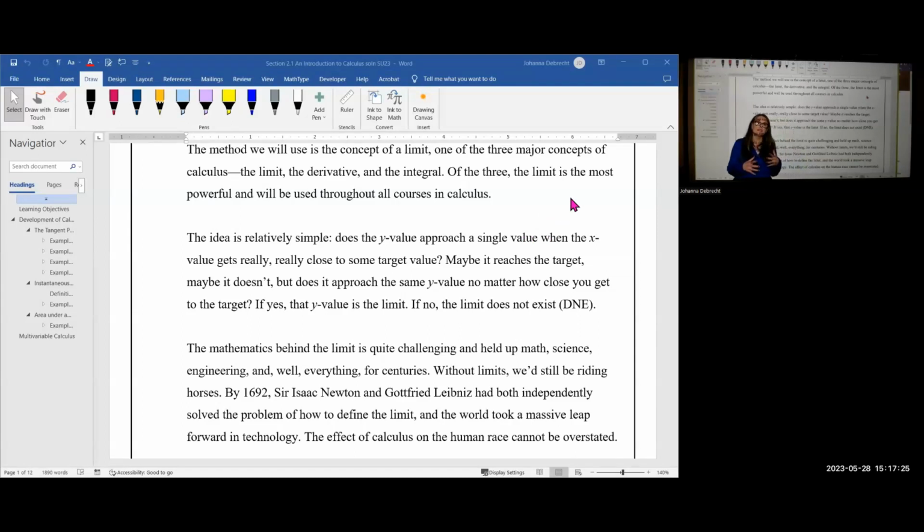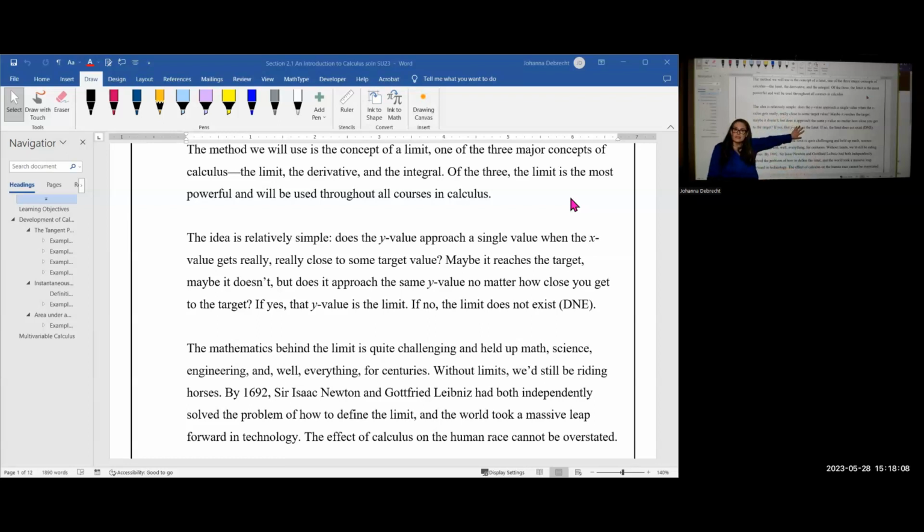So the limit is the first of the 3 major concepts that we study in calculus. We're going to be talking about the limit, the derivative, and the integral in this particular course. As we get further in our calculus series, into calculus 2 and calculus 3, we deal more with derivatives and integrals, but limits do still occur. And that's because limits are really the most versatile and the most powerful of the 3 constructs in calculus. Between the limit, the derivative, and the integral, the limit made it all possible. So the limit really is our foundational concept.